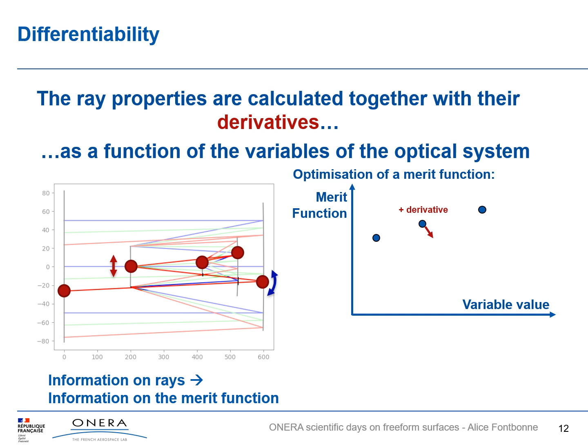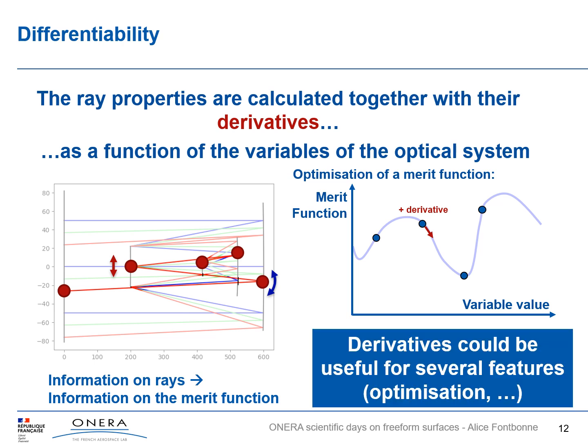Now, with Formidable, you have additional information, and this is a derivative. So you can easily guess the optimization landscape and quite easily obtain the best merit function value as a function of the variable value, depending on your optimization algorithm. So derivatives could be useful for several features, and in particular optimization.